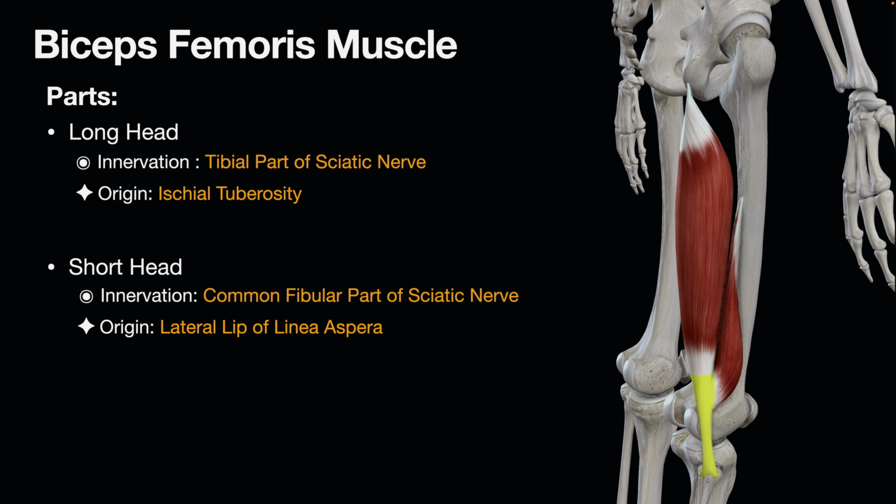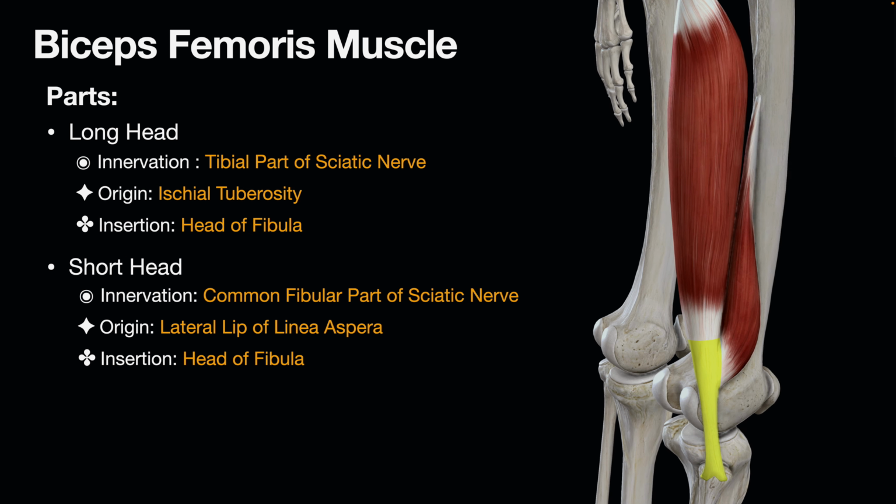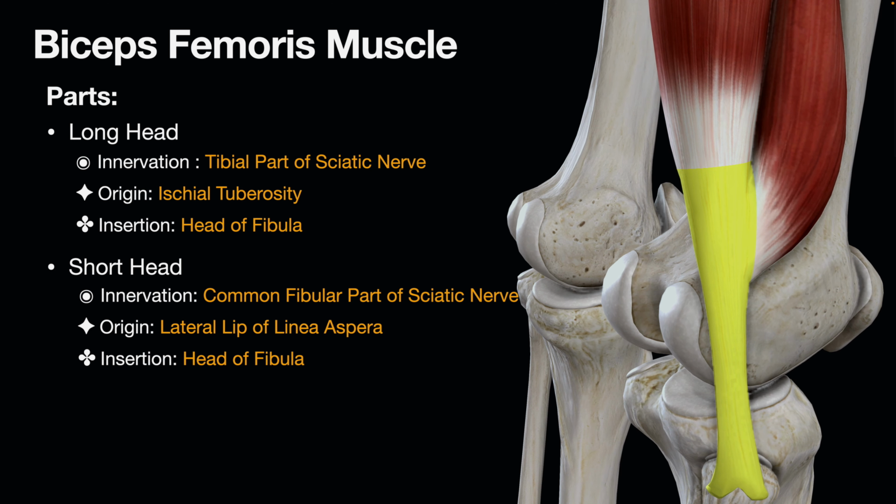The muscle fibers from the short head join the aponeurotic sheet of the long head, forming the round common tendon that inserts at the head of the fibula. Just prior to insertion, however, the tendon splits into two slips, passing on either side of the fibular collateral ligament.